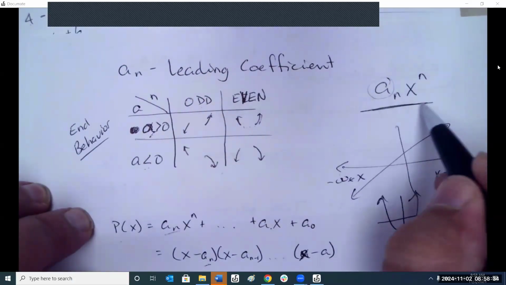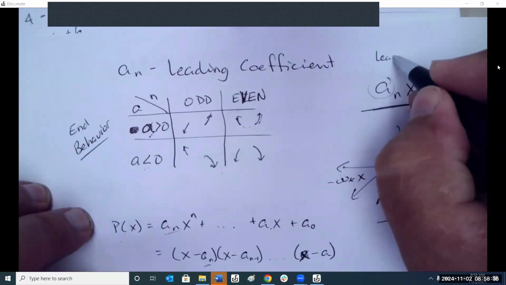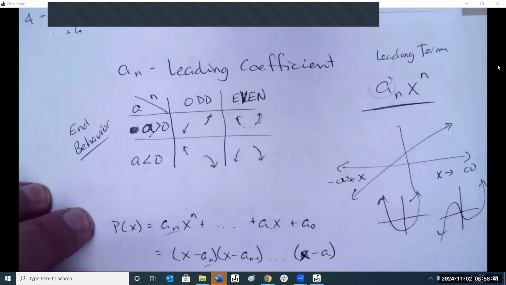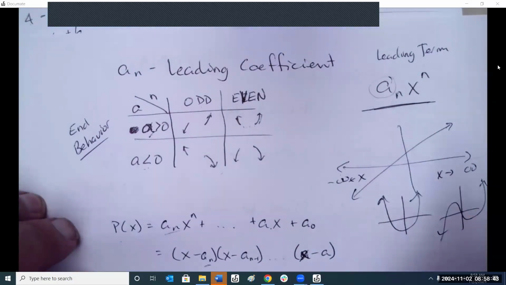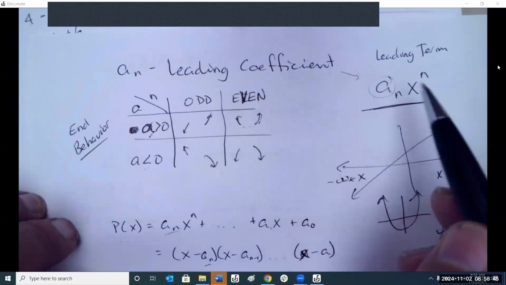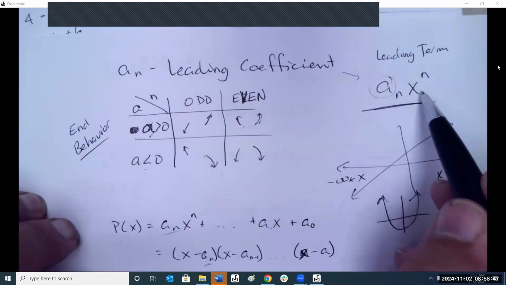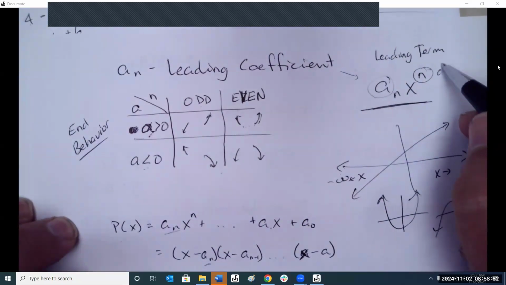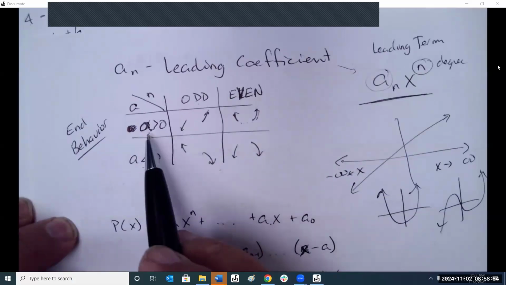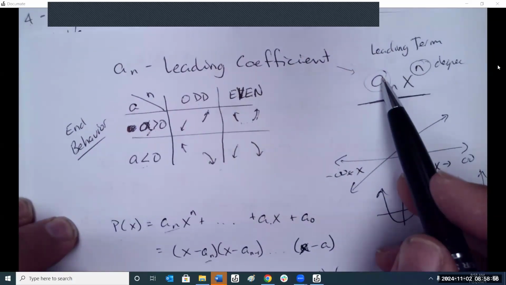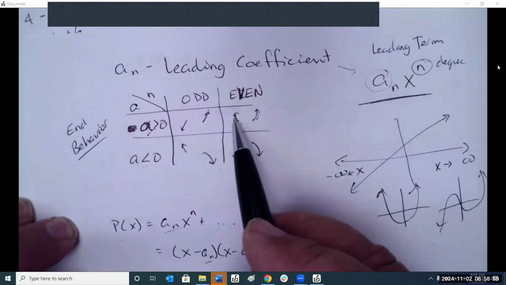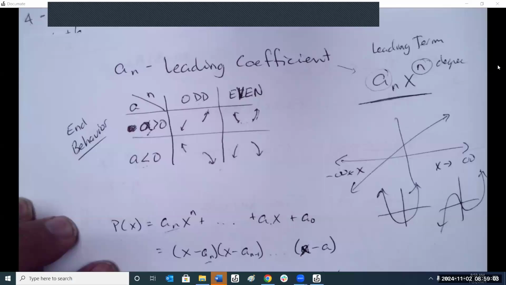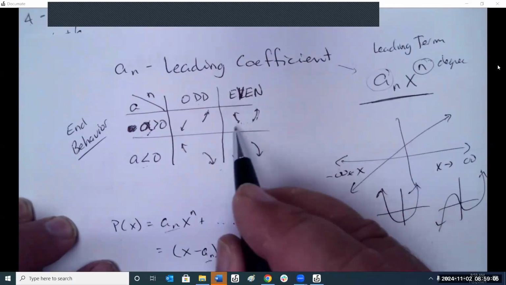The first term is called the leading term. The leading term is made up of a leading coefficient, which is the number in front of the x, and it's made up of the degree. So if a is positive and n is even, that means from the end points the graph goes up. What happens in the middle, we don't know.